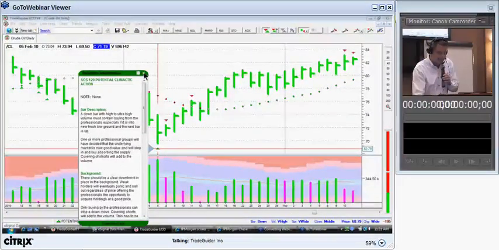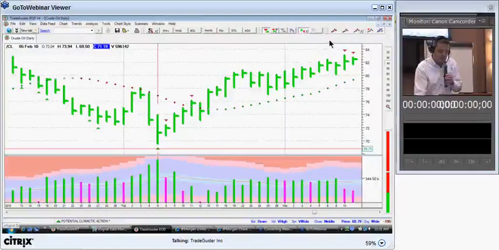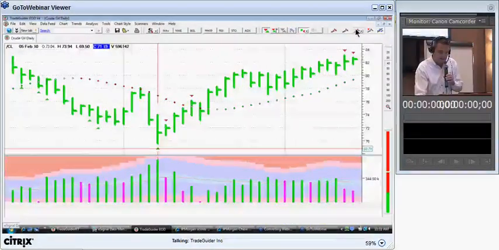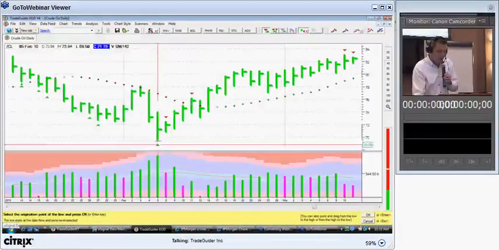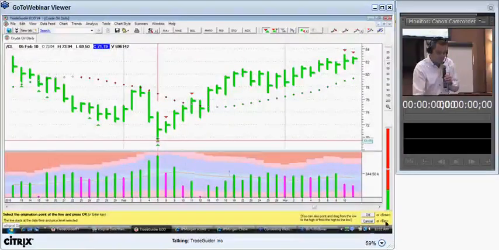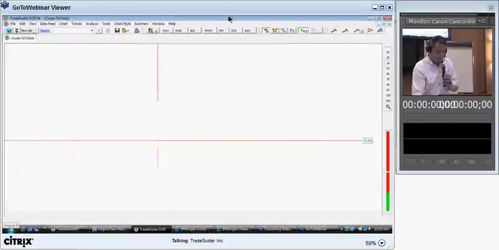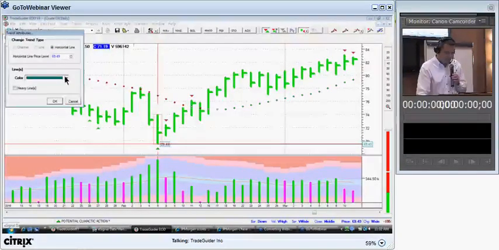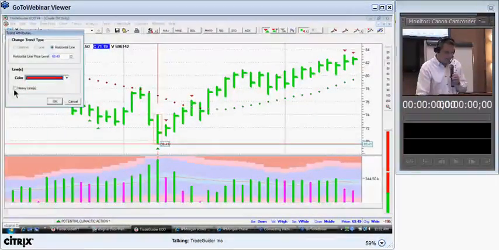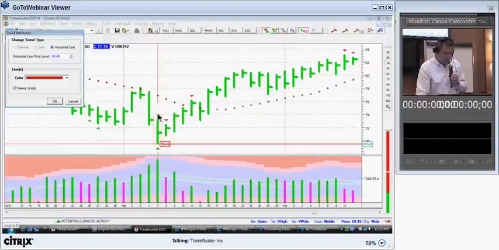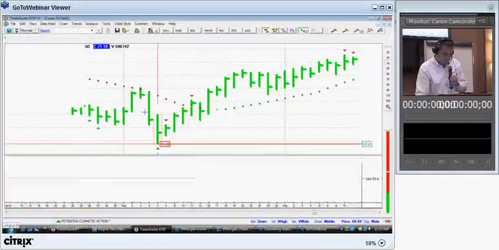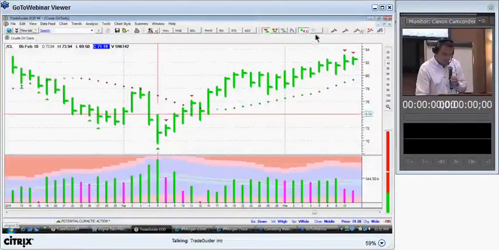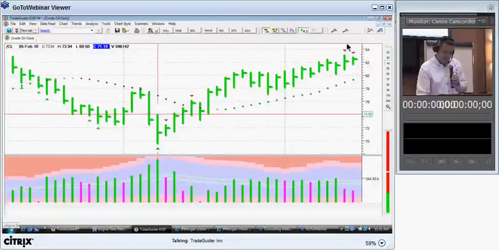So you've seen climactic action. The first thing you're going to want to do when you've seen climactic bars is draw a line at the bottom of the bar. Doesn't matter what colour you want to draw. You can draw red, you can draw any colour you want, whatever your preference is. And at the top, just up here, we're going to do exactly the same thing.